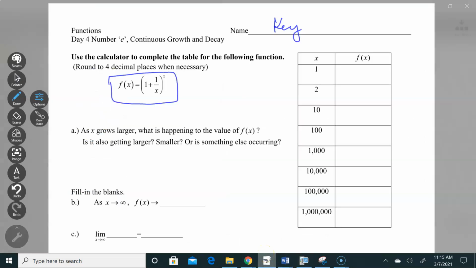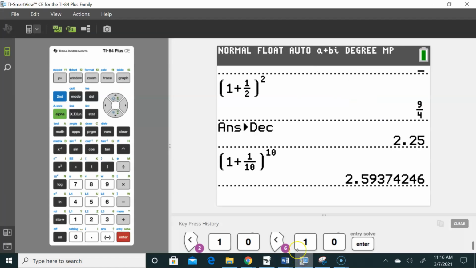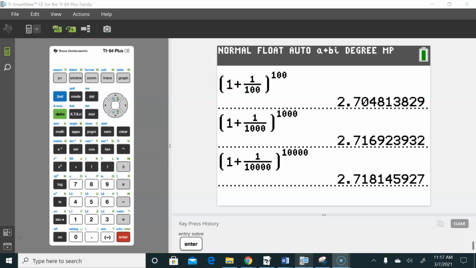So right now we have 2, 2.25, and, only using 4 decimal places, 2.5937. Back to my calculator. I'm going to do a few more while I pause the camera. So you see I did the next values for x, 100, 1,000, and 10,000, and you can see we're always getting a little bit bigger every single time. But I think our rate of increase is less and less.